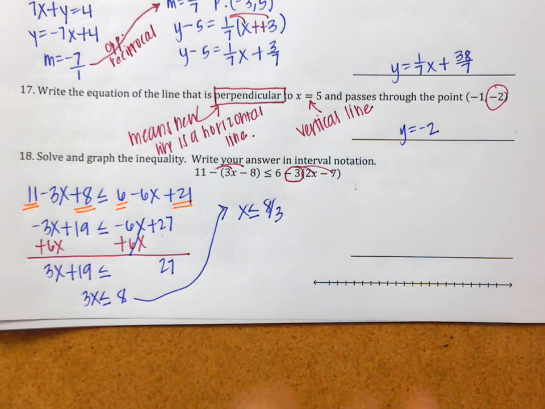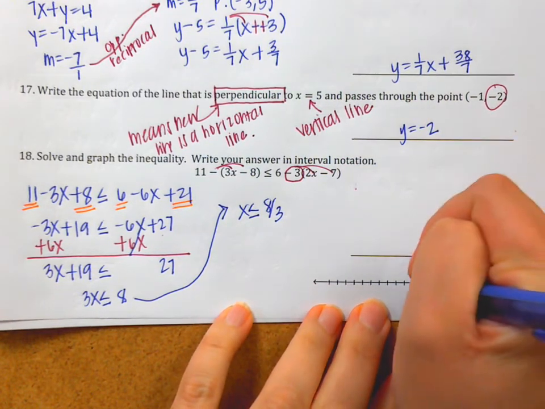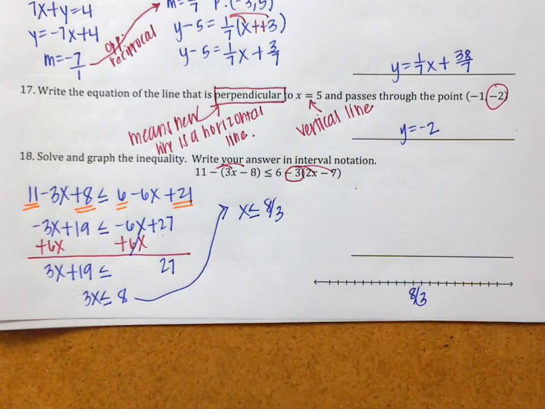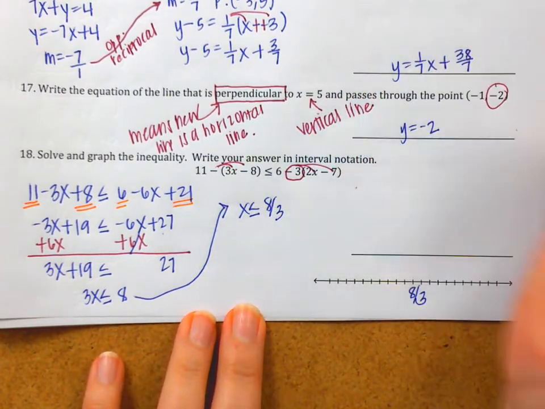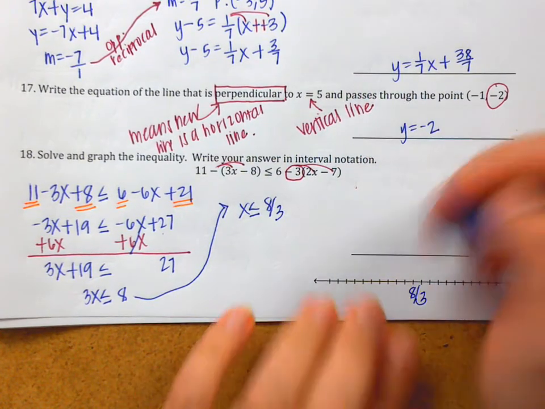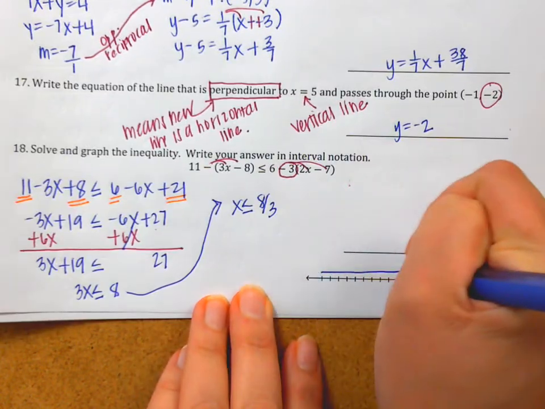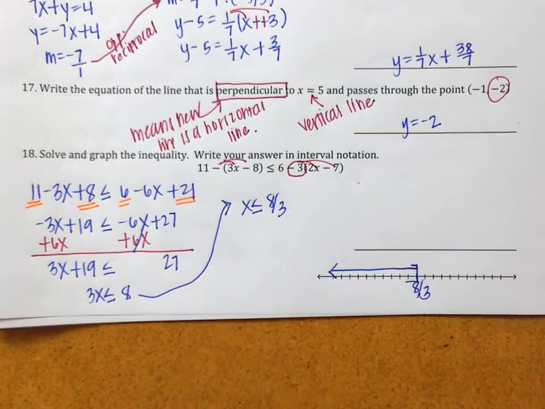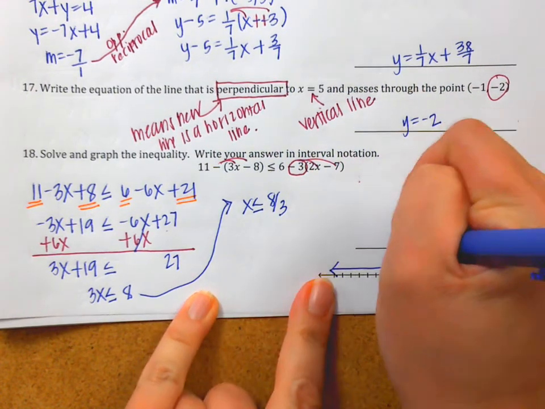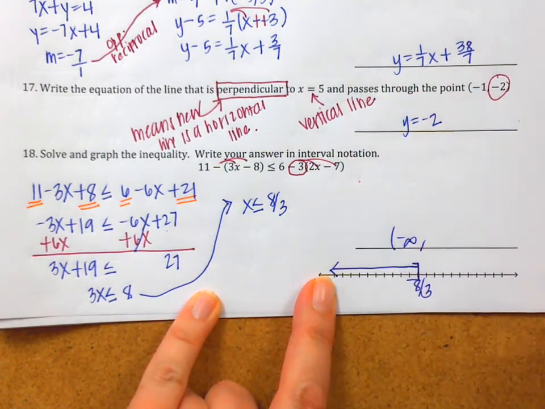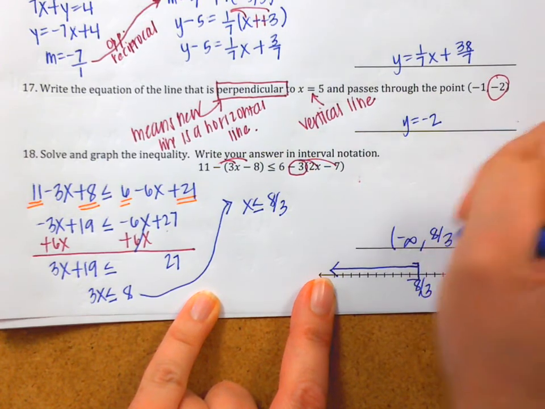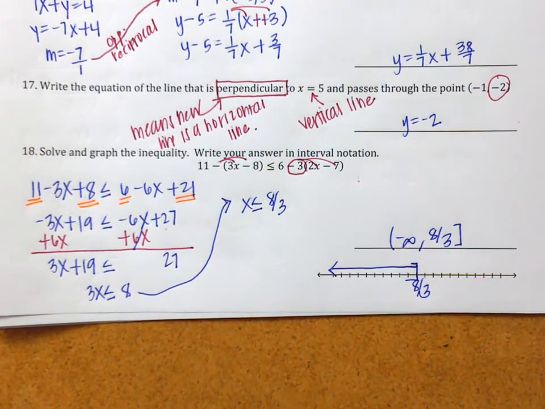So 8/3, we can just put 8/3 here. It's a bracket because it's or equal to, and it's less than, so it's going in the negative direction. So to write that in interval notation, it would be going from negative infinity to positive 8/3. The infinity always has a parenthesis, and then the 8/3 has a bracket because of that or equal to.